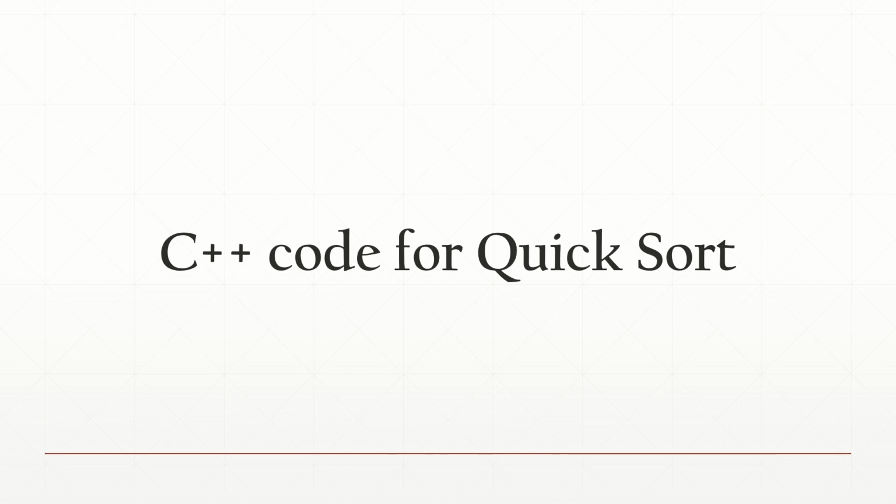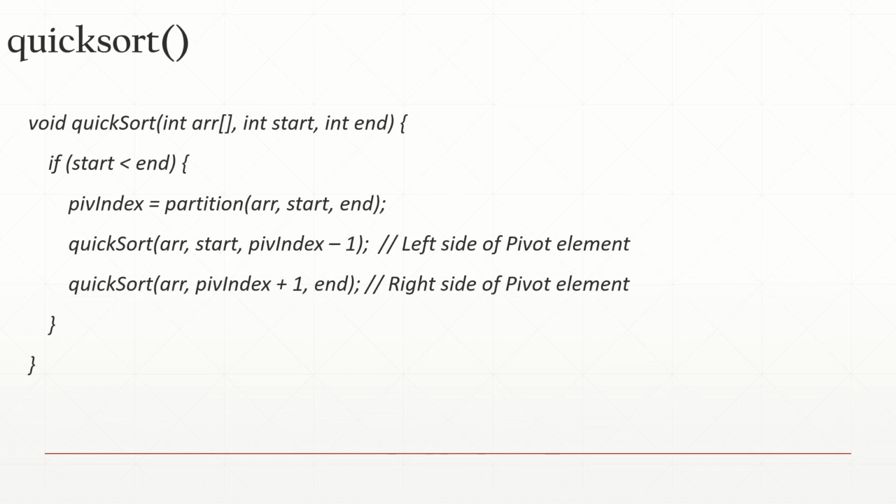So here is the C++ code for the quicksort algorithm. Here we will be defining two functions. One is quicksort. This function is recursive as it invokes itself. You can see these two function calls here. The function accepts three arguments: variable ARR, variable start and end. On the basis of this condition written here, we will be performing these three tasks.